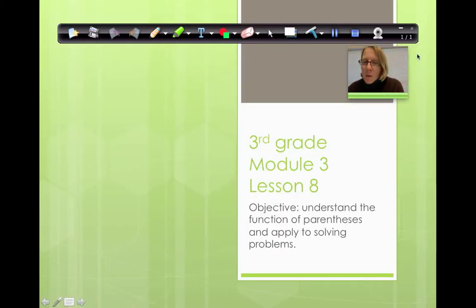Hello. Today we're going to do Module 3, Lesson 8. The objective is to understand the function of parentheses and apply it to solving problems. So today we're going to be talking a lot about parentheses. Let me get my pencil to remind you what a parenthesis looks like. Okay? Now, let's move on.